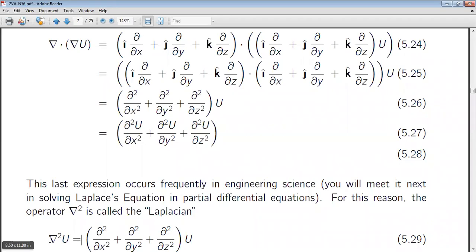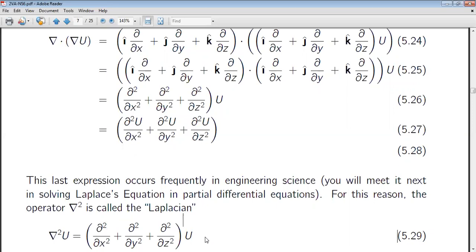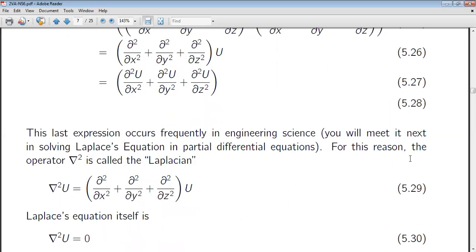So what will Laplacian mean? Nabla square. Nabla square u is ∂²/∂x² + ∂²/∂y² + ∂²/∂z² into u. Just as the value of Nabla was i ∂/∂x + j ∂/∂y + k ∂/∂z, the value of Nabla square is ∂²/∂x² + ∂²/∂y² + ∂²/∂z². You have to remember this last step, 5.29.